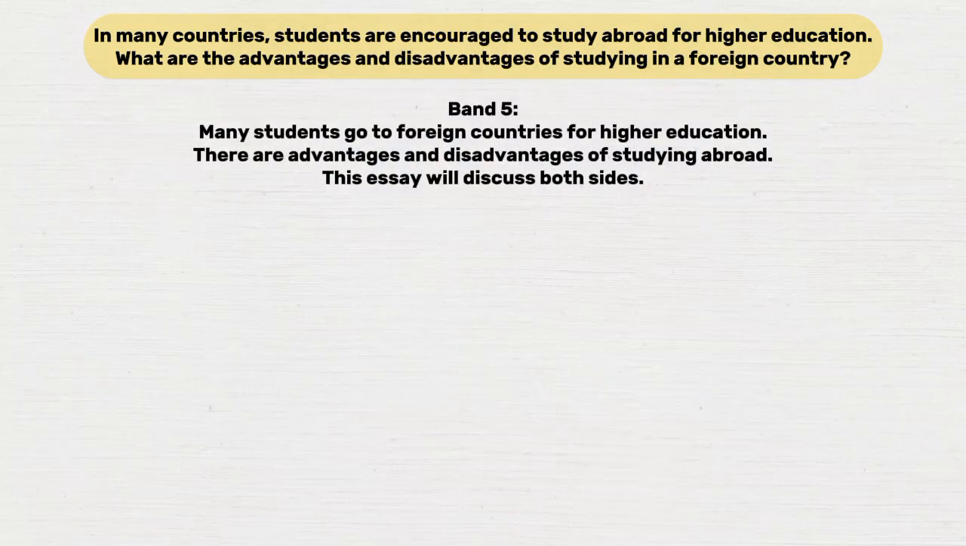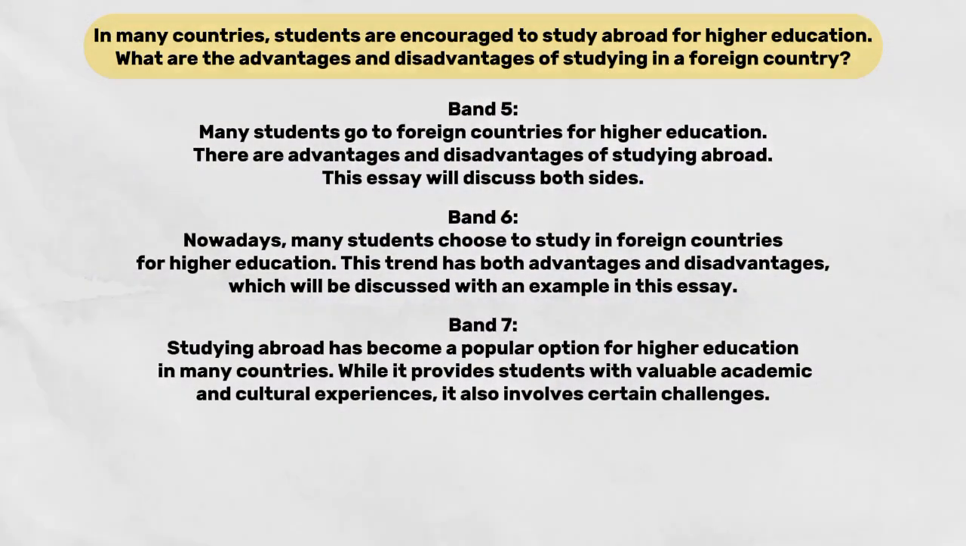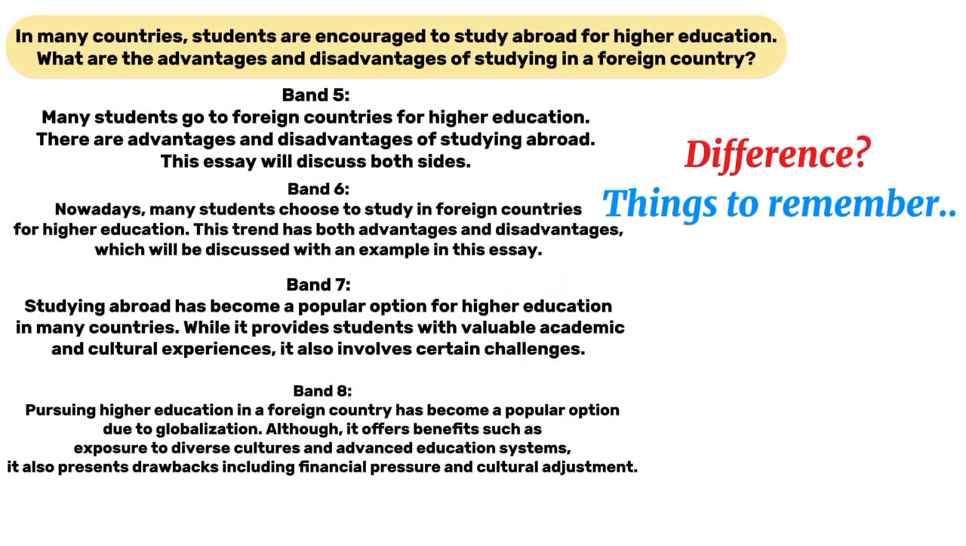This is Band 5 Introduction. This is Band 6, this is Band 7, and this is Band 8. What's the difference in these answers? What are the things to remember to reach Band 7 or 8 in the real IELTS test? What are the mistakes we should avoid to get a desirable band score?